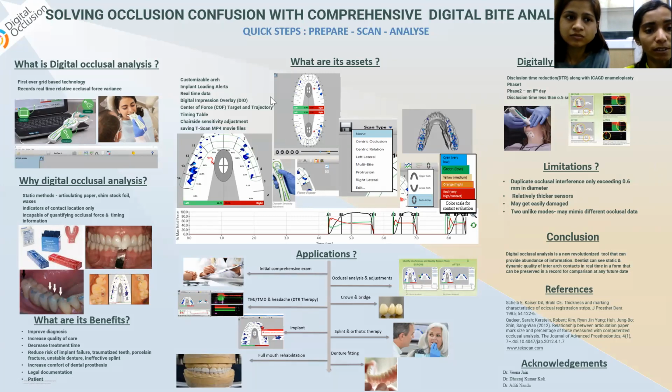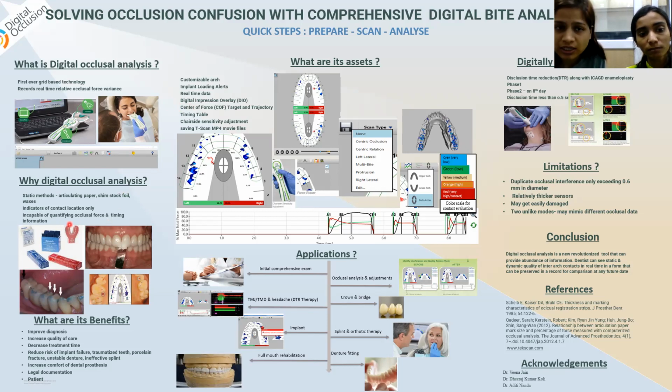So what is digital occlusal analysis? It is the first ever grid-based technology which records real-time relative occlusal force variance. But why digital occlusal analysis? As the static methods we have, like the articulating paper and shim stock, can only detect the occlusal location. They are incapable of quantifying the occlusal force or providing the timing information on a real-time basis.